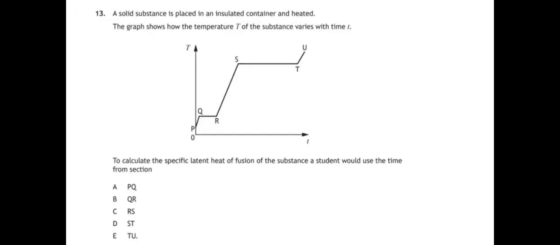Number 13. A solid substance is placed in an insulated container and heated. The graph shows how the temperature T of the substance varies with time. To calculate the specific latent heat of fusion of the substance, a student would use the time from section... So what's going on here? Well, it starts off at P as a solid and heats up to Q, and then it will melt and become a liquid. And then it will heat up as a liquid from R to S, and then it will boil and become a gas.